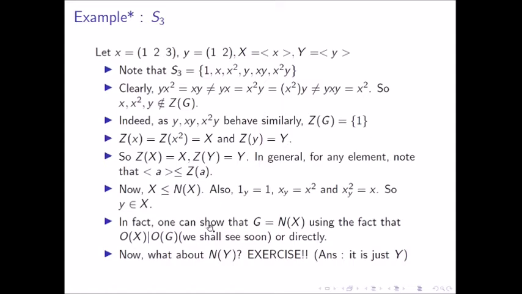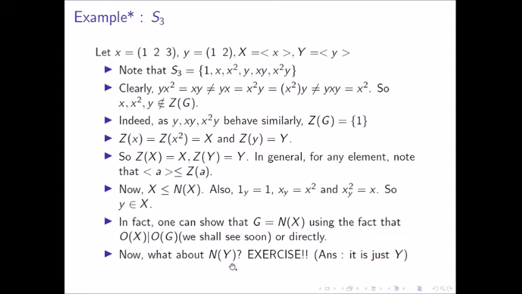In fact, one can show that g is equal to nx using the fact that the order of x divides the order of g. Indeed, not just this, we would use a stronger result which follows from this, that the order of nx, or the normalizer of x, also divides the order of g, which we shall see soon, as nx is a subgroup. Indeed, for any subgroup, the order of that subgroup divides the order of the group if it's finite. Or you can prove directly that g is equal to nx. We have already shown it for y, and we know xy and x square y behave similarly to y. Just try to show that it also preserves x under conjugation.